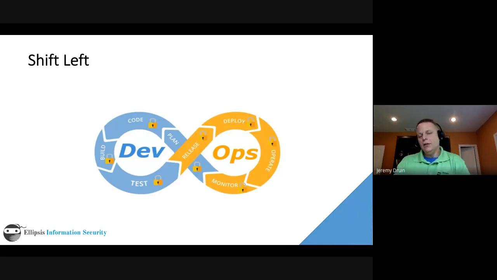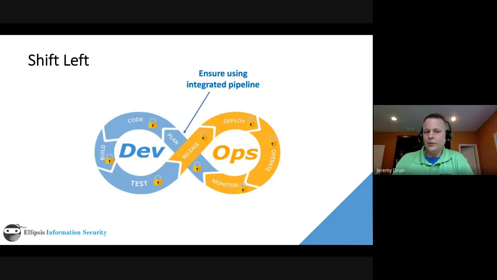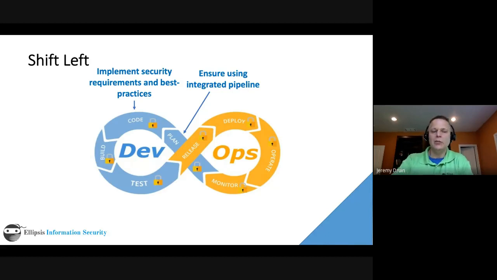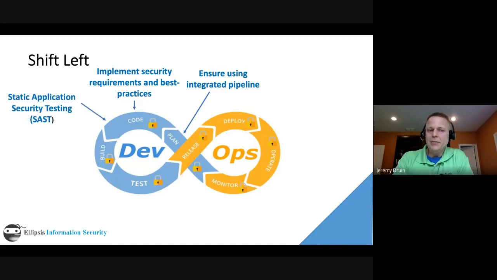So let's lay out all these processes back on our timeline. Well, we made sure we're using an integrated pipeline to store our code. That gives us the ability to examine our code. We can make sure we're implementing the best practices and the security requirements. So we'd want to have something like the OWASP ASVS that we mentioned earlier as a set of requirements or other security requirements. We're going to do the static application security testing early on because that's just looking at the code. So we can do that right away.